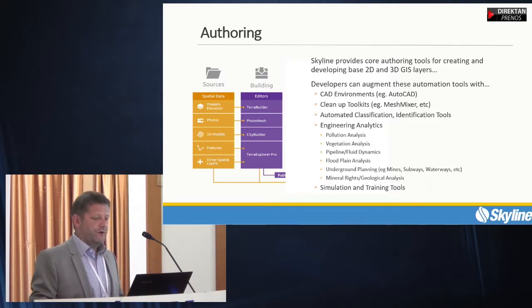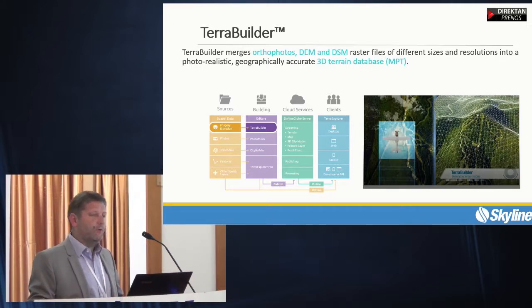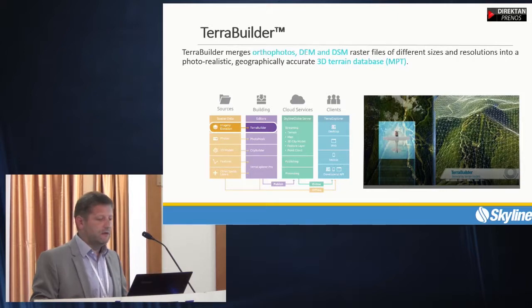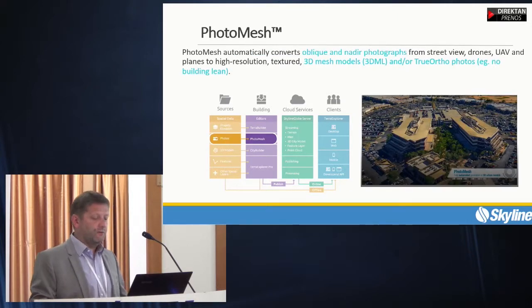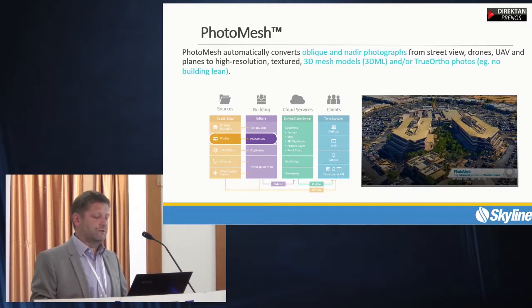Authoring tools, a lot of utilities and authoring software tools. Then for building up the model from aerial photos, from drone photos, the key product is TerraBuilder, which is putting together raster files and creates a 3D terrain database. So that's TerraBuilder. Then we have PhotoMesh. PhotoMesh creates basically the 3D model. At first, the 3D model as such, then textured 3D mesh model and true orthophotos.